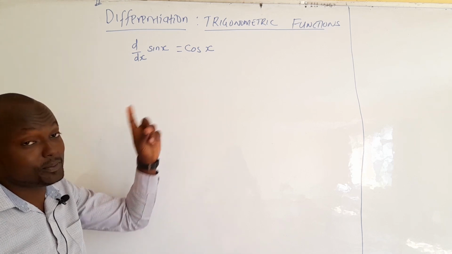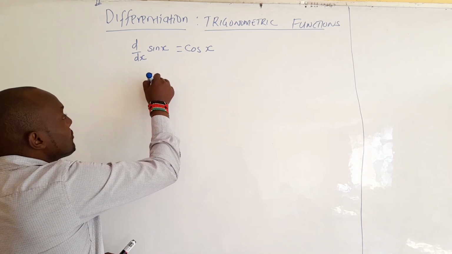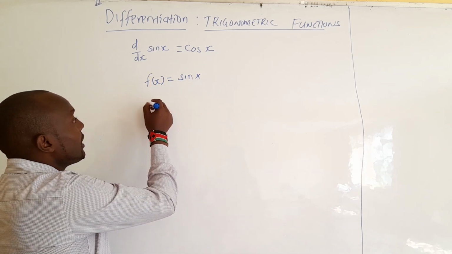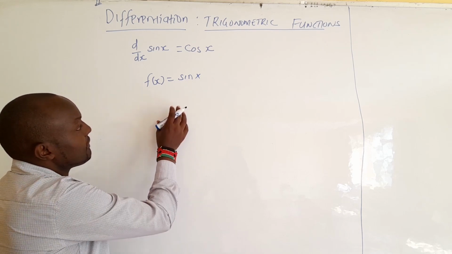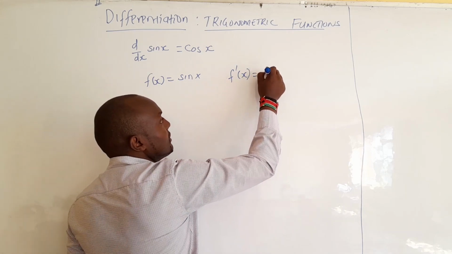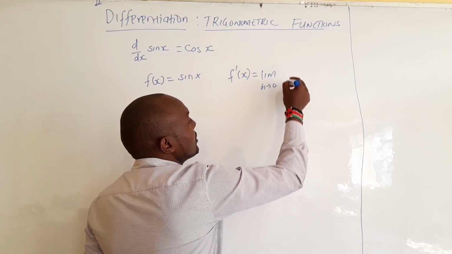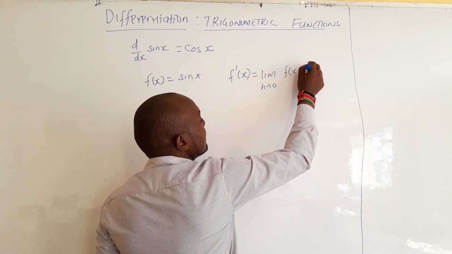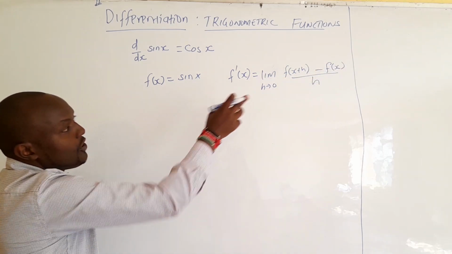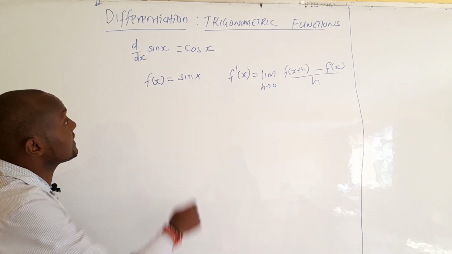Today I'm going to use the first principle rule to differentiate sine. So my function of x is equal to sine x, and we want to differentiate sine x. The formula is: the first derivative is the limit as h approaches 0 of f of x plus h minus f of x, all over h. So we are only going to apply this. My function that I want to differentiate is sine x.